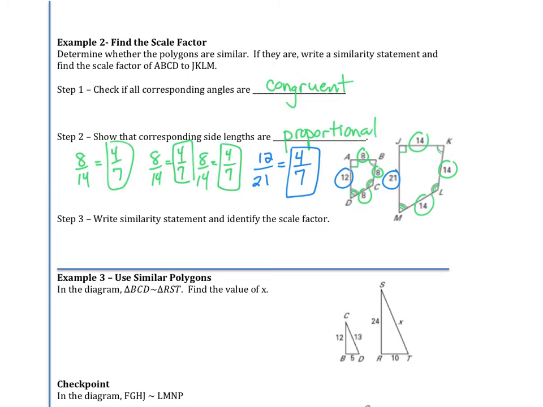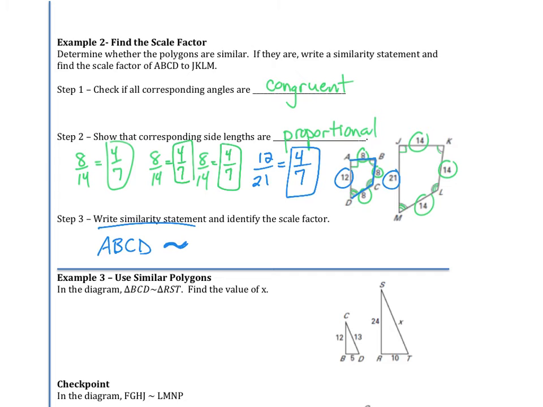So lastly, we have to write a statement and identify the scale factor. The similarity statement is just saying what two shapes are similar. How I do this is I usually name the first shape. We can call the first one A, B, C, D. So A to B to C to D. And then we put our similar symbol in the middle. So it's similar to, and what matches up with angle A?